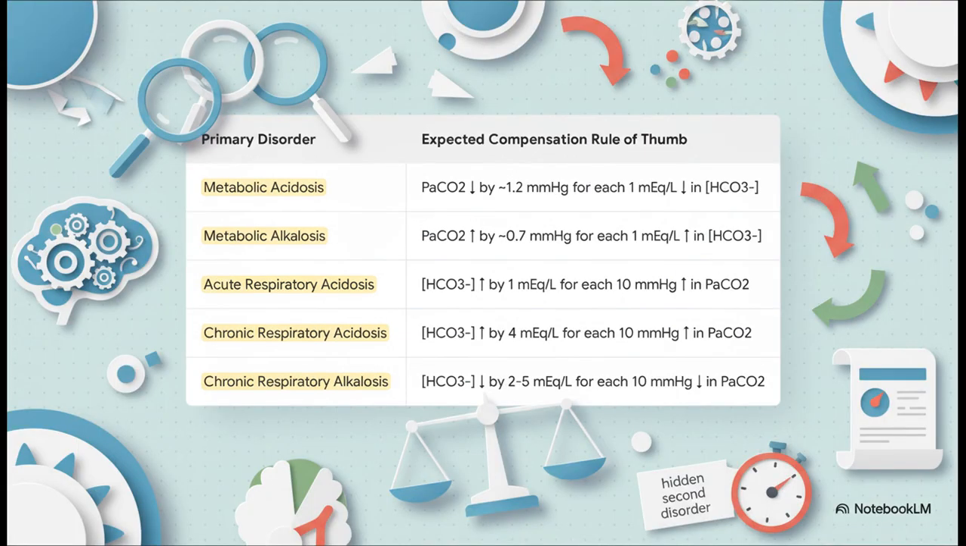And this takes our analysis one crucial step further. It's not enough to know the direction of the compensation. We have to know the magnitude. Is the body responding appropriately? By calculating the expected response and comparing it to your patient's actual labs, you can unmask a hidden second disorder. For instance, if your patient with metabolic acidosis has a PaCO2 that is way lower than expected, they don't just have an acidosis, they also have a primary respiratory alkalosis. This is step 6 of our protocol, and it's where sharp clinical diagnosis really happens.